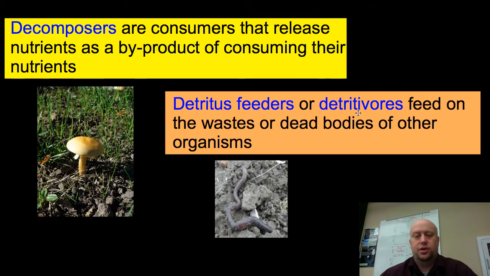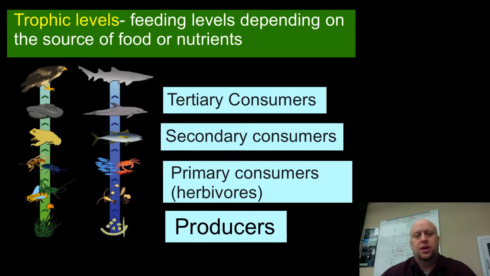And then we have what are called detritivores. Basically, they're not consumers in the sense that they eat other organisms, but they are only going to feed on the waste or the dead bodies of other organisms. So that makes them a little bit different than your typical consumers that we talk about.